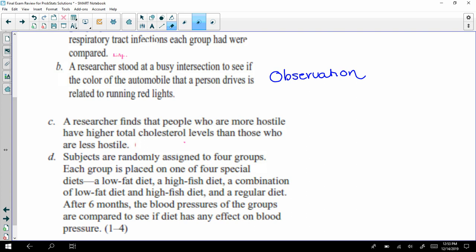A researcher finds that people who are more hostile have higher total cholesterol levels than those who are less hostile. What's the treatment? There is no treatment. So again, that is an observational study. You can't give a treatment of hostility. Subjects are randomly assigned into 4 groups. Each group is placed in one of 4 special diets: low-fat diet, a high-fat diet, a combination, and so on. The diets are the treatment. So this is an experiment.